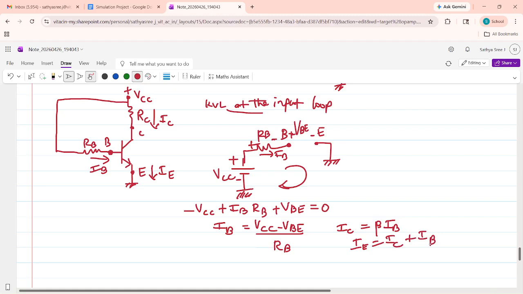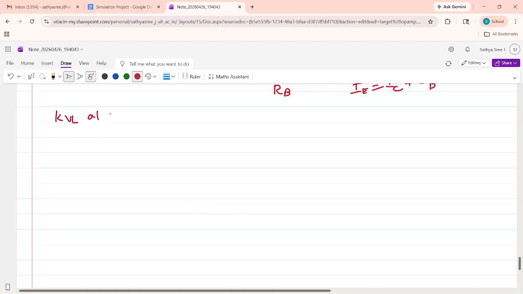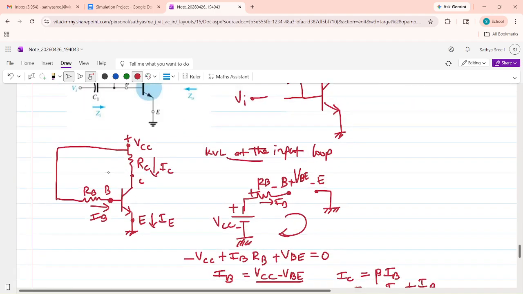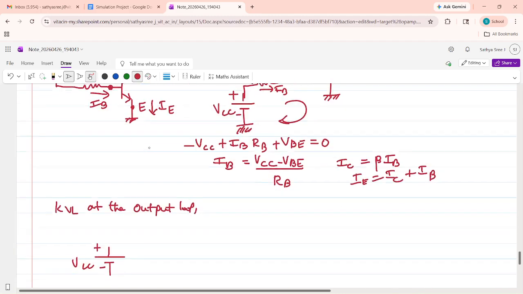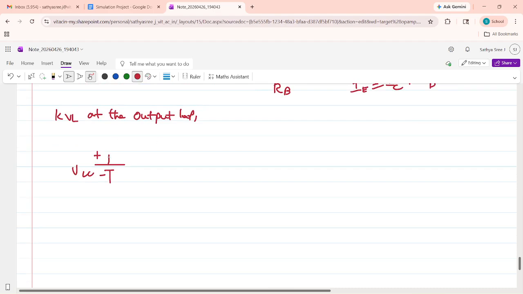The next thing is we have to apply KVL at the output loop. So the VCC is here. This is the positive side and this is the negative side. The positive of VCC is connected to RC, and this is the collector terminal and this is RC. The other end of VCC is grounded.